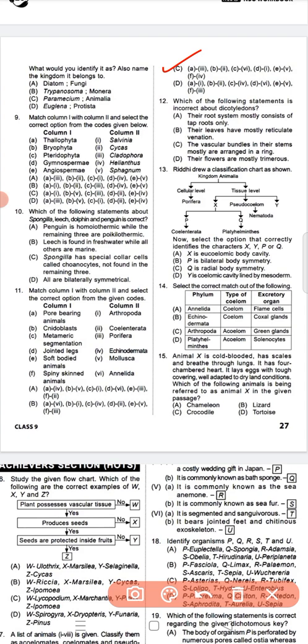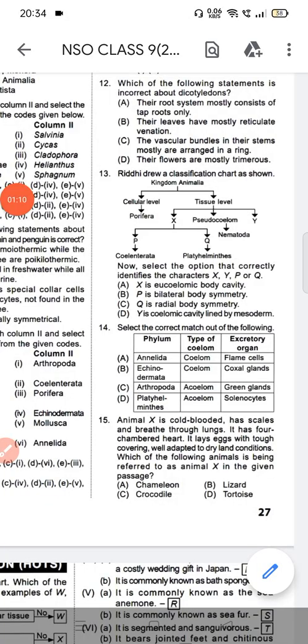Okay. Now we are coming to question number 12. Which of the following statements is incorrect about dicotyledons? So question number 12, option D is the correct answer.